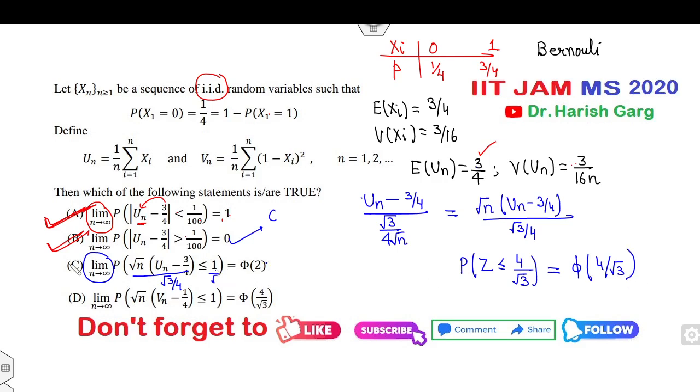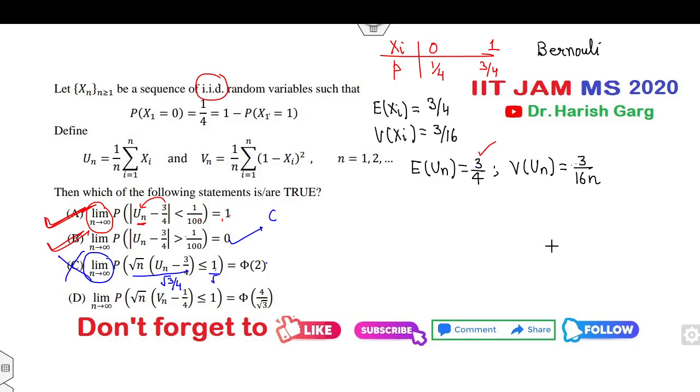But it said phi of 2. So option C is cancelled. Now look at the last option. Now they are talking about the Vn. Vn is 1 minus x. Firstly, x is my Xi. What is my 1 minus Xi? 1, 0. Probabilities remain the same.